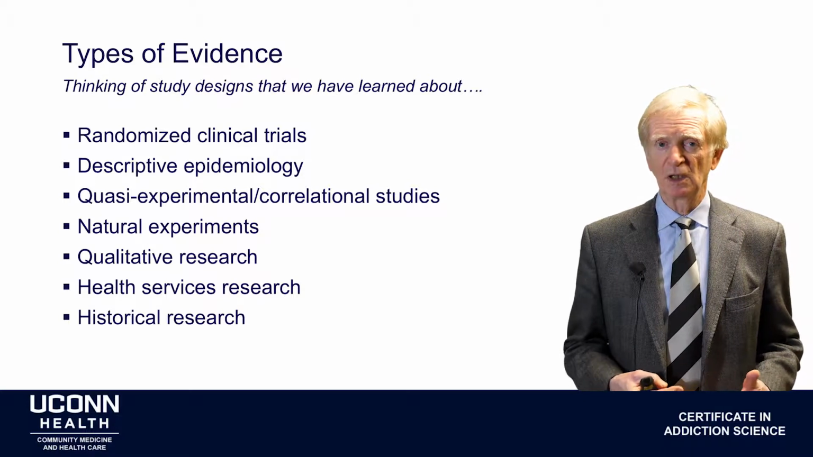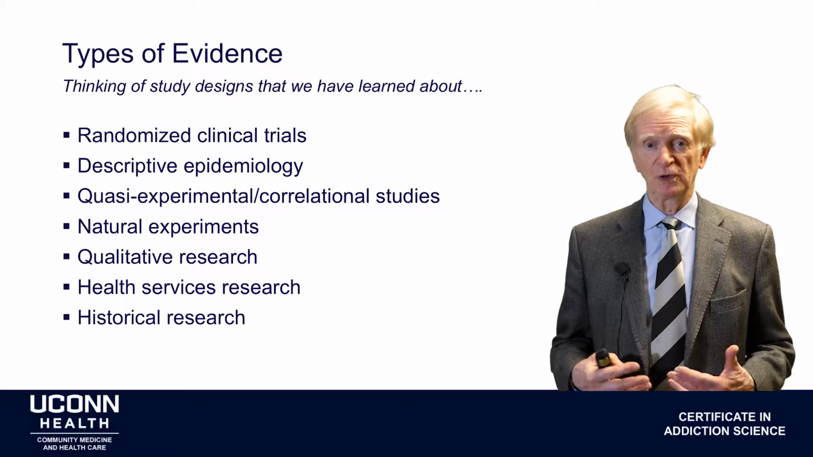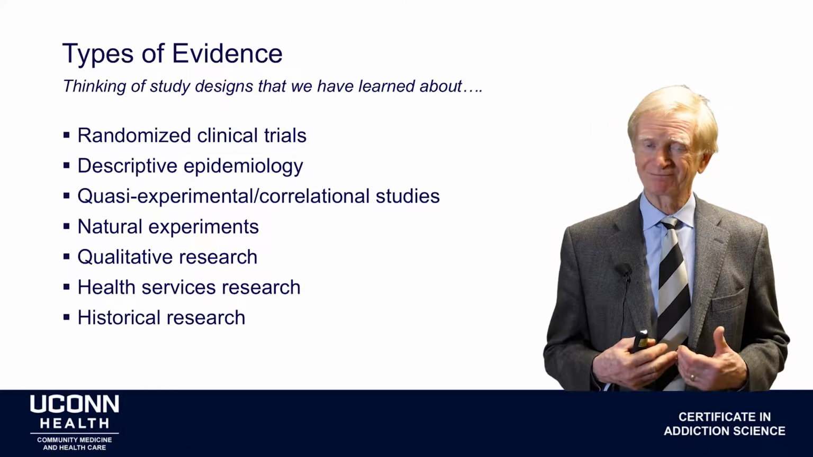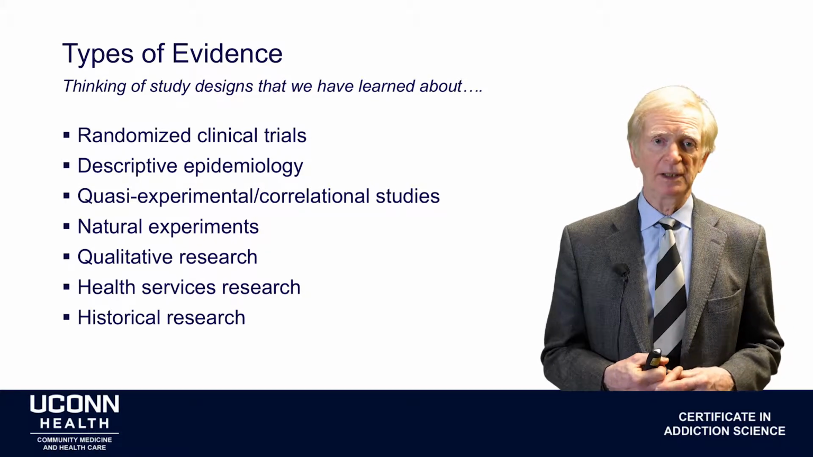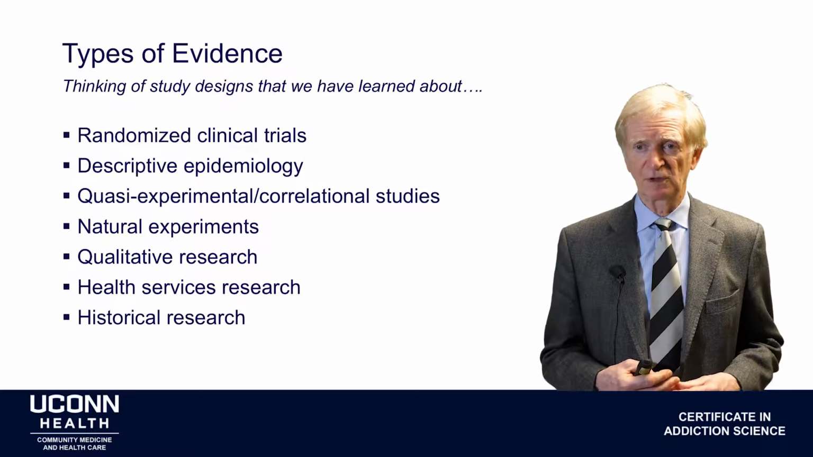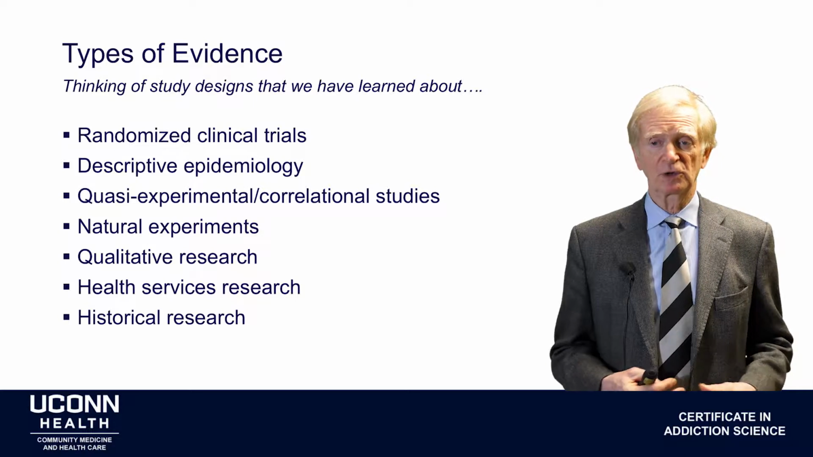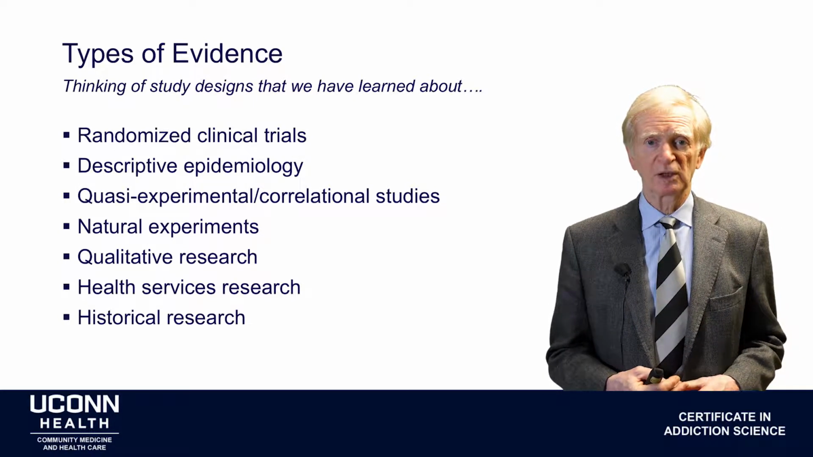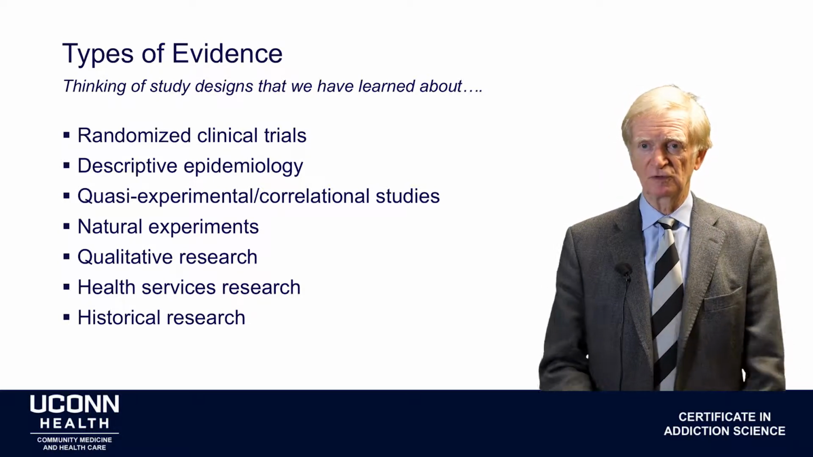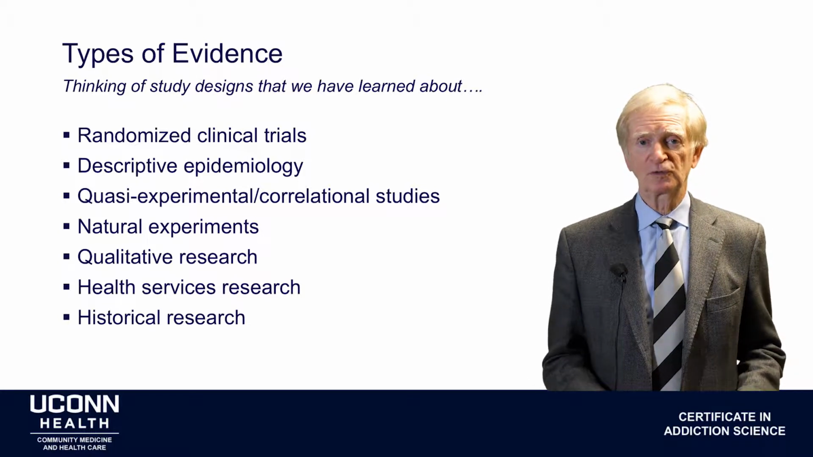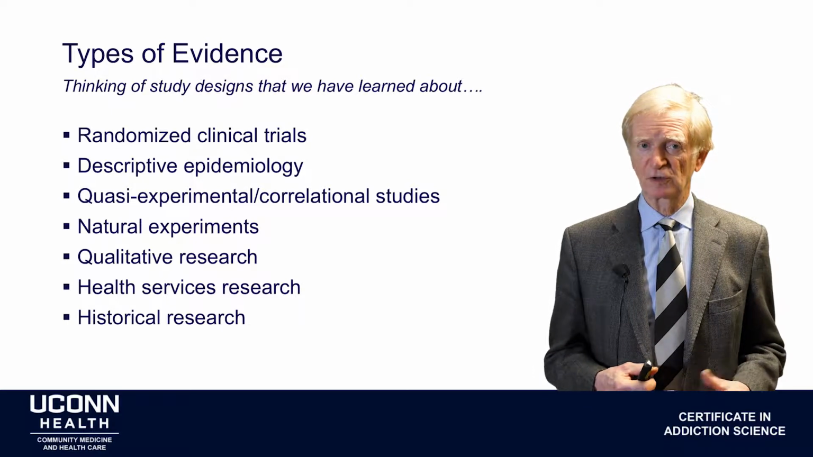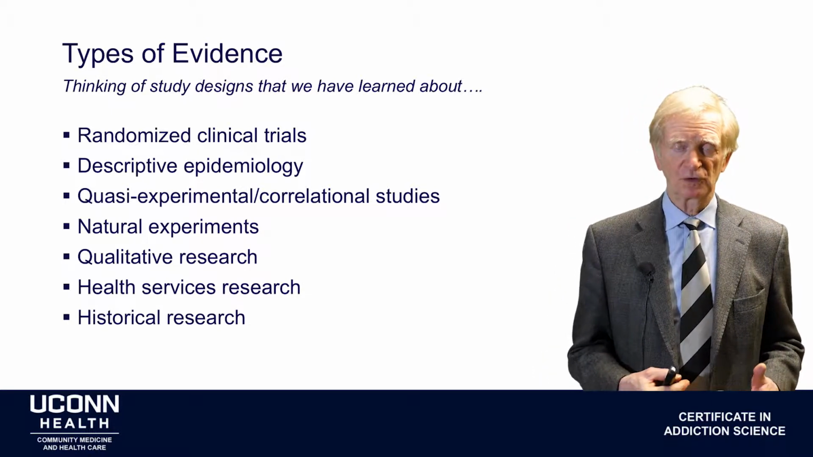We covered quasi-experimental and correlational studies, as well as natural experiments when things change in terms of policy or epidemics emerge. We can compare one group of people who has been exposed to another group that hasn't in order to learn about how population rates are driven by events and risk factors that exist in the population. And we've also covered qualitative research as well as other types of research that are useful in understanding substance use disorders.